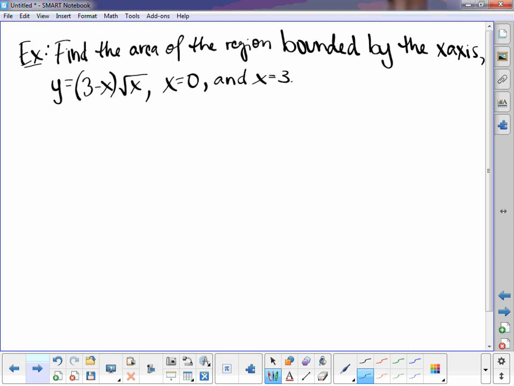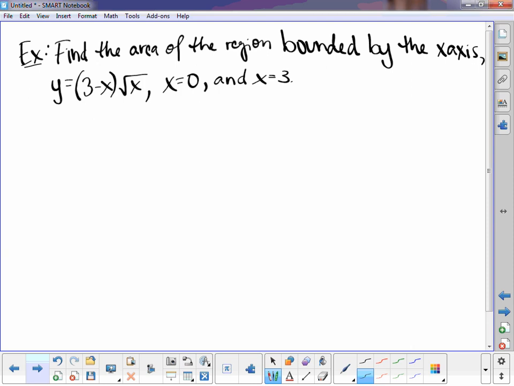So find the area of the region bounded by the x-axis, the function y equals 3 minus x times the square root of x, x equals 0, and x equals 3. It's bounded by these 4 things: the x-axis, the curve, and those 2 lines as well. So we have the area that's bounded by all 4 items.